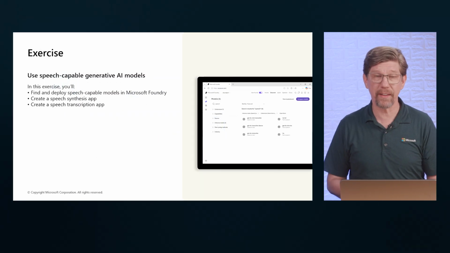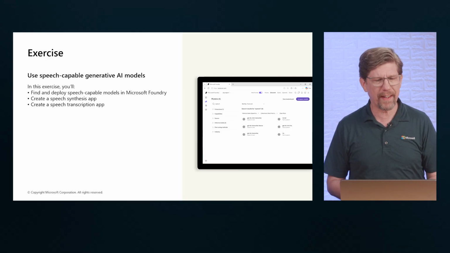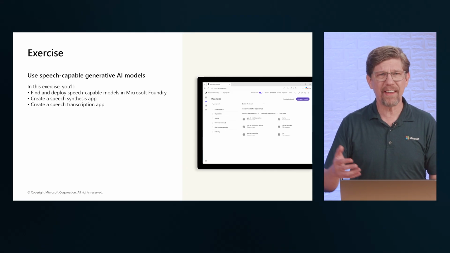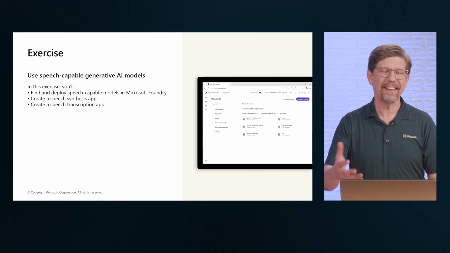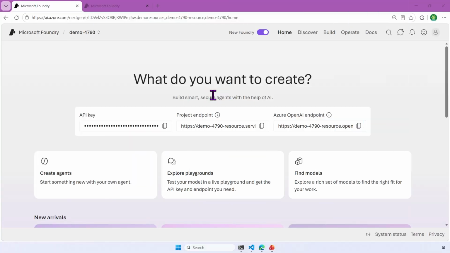What we're going to see right here is we'll take a look at doing both of these. We'll go search for those and deploy those two models. We'll then create an application that can synthesize speech, and then create one that will dictate what we are saying and get the responses back. Let's take a look. So for starters, let's hop into a Foundry project that we have built earlier.